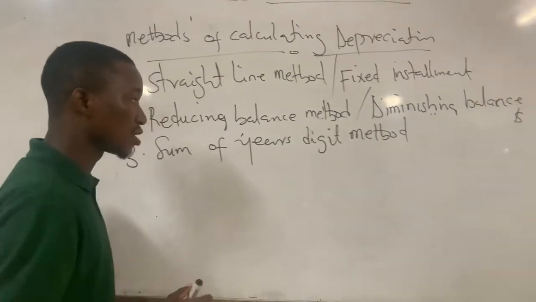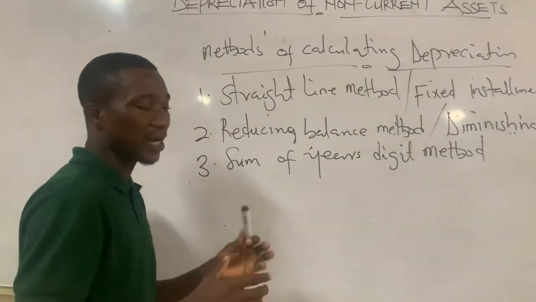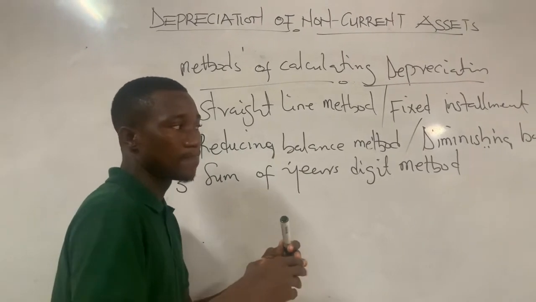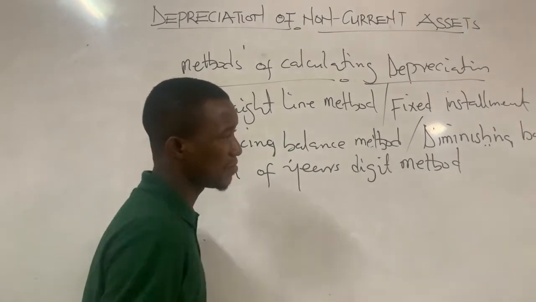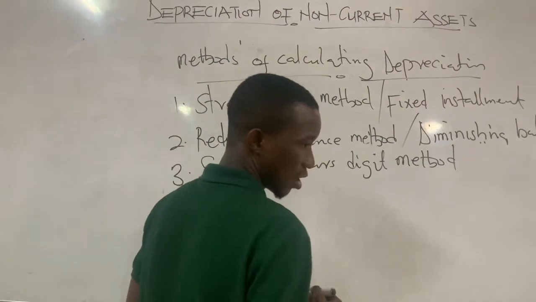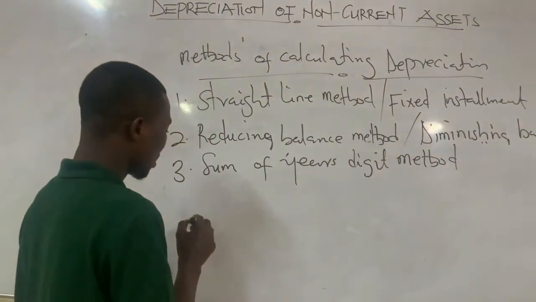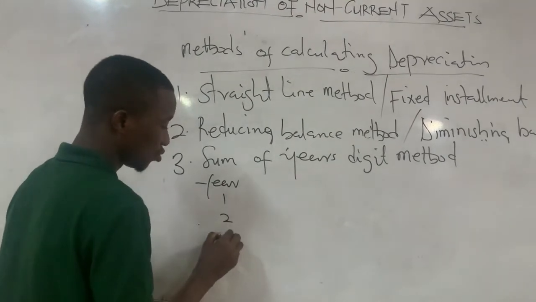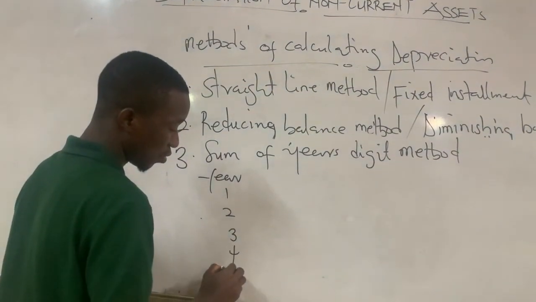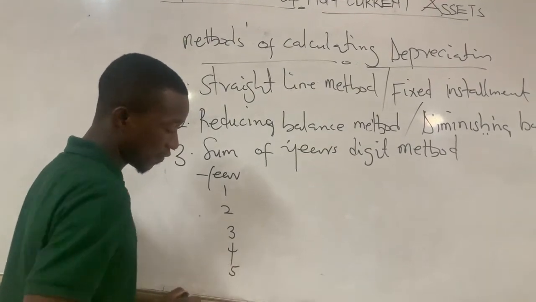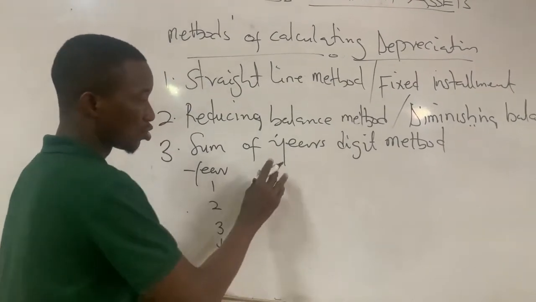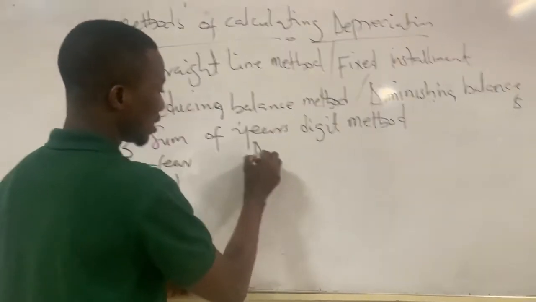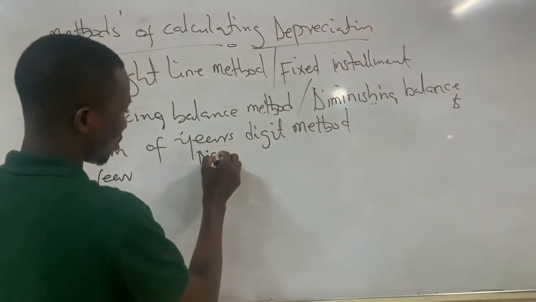So what I'm trying to say is that when we have an asset and it's supposed to be in the business for, let's say, maybe 5 years. Is that okay? So for 5 years, this is the number of years. You have year 1, year 2, year 3, year 4, year 5. Is that okay? So we are going to consider the digits to calculate the depreciation. So these will be the digits.